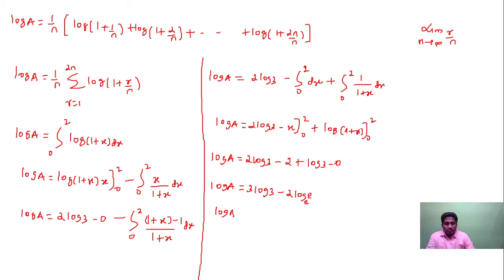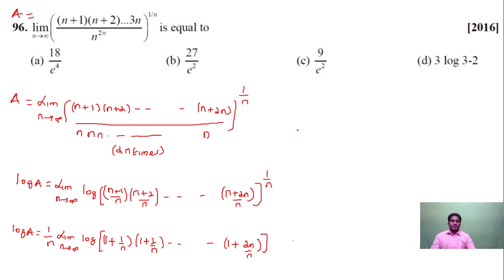Log a is equal to 3 log 3 is log 3 cube, that is log 27. 2 log e is log e square. Log m by n is log m minus log n. You will get this as log of 27 by e square. If I equate the corresponding value, you get a is equal to 27 upon e square. That's the answer, guys. Answer is 27 by e square. Answer is option D. Thanks for watching, guys.